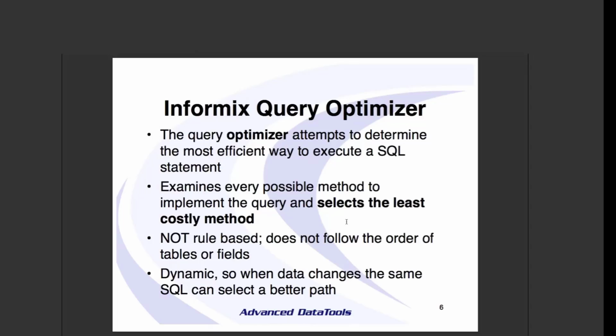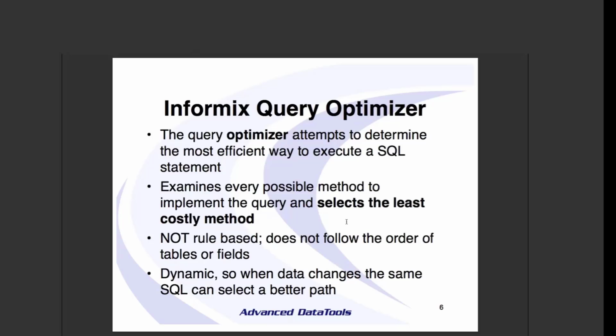Now, it's not a rule-based optimizer. Back in the old days, when I started using Informix, it was rule-based, and the order of tables from left to right would affect how things were read. The order of things in your where clause would also affect how things were read. In one sense, SQL query optimizers, and all the databases do this, were among the first to put in artificial intelligence to try and figure out the best way to run that query.